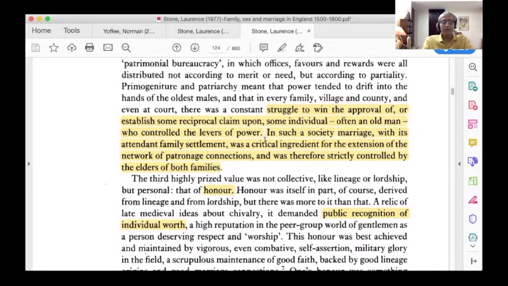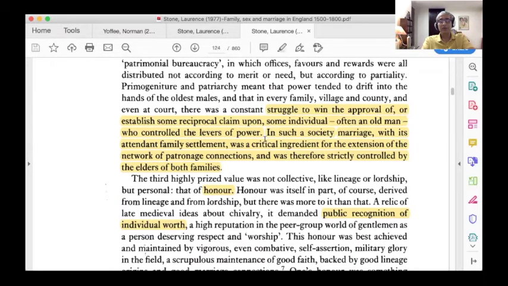So primogeniture and patriarchy meant that power tended to drift into the hands of the oldest males. So this becomes very important, right? And that in every family, village, and country, and even at court, there was a constant struggle to win the approval of and establish some reciprocal claim upon some individual, often an old man, who controlled the levers of power.